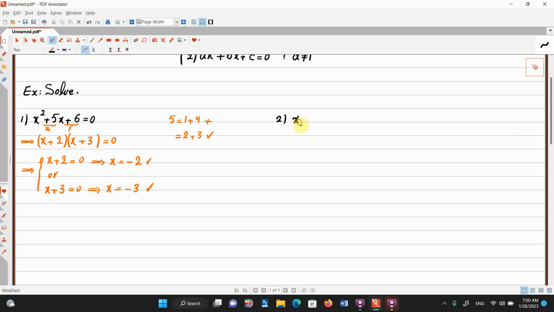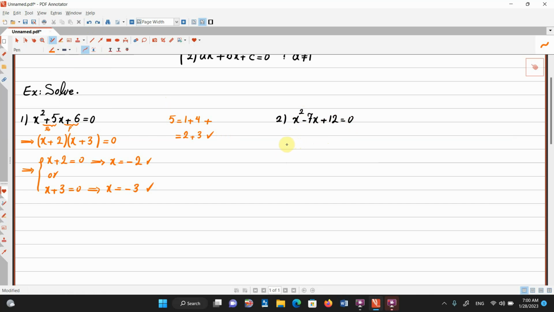x squared minus 7x plus 12 equals 0. Again, as you see, the leader coefficient in this equation is 1. Therefore, to solve this one, we can use zero product property and we can use sum and product method.